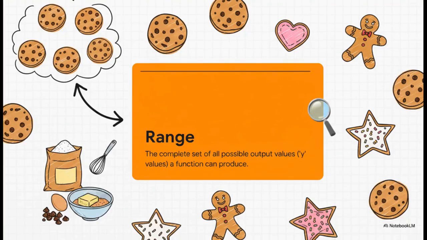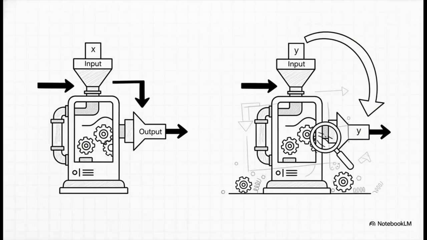So what is the range? It's simply the complete set of all possible output values, all the y values that our machine could ever possibly create. If the domain was our list of approved ingredients, then the range is the list of every single type of cookie we could possibly bake using those ingredients.